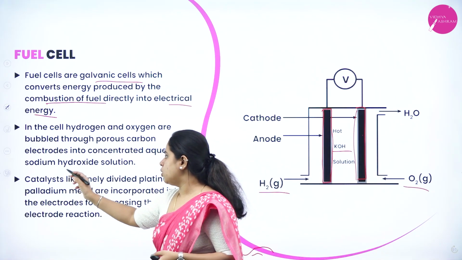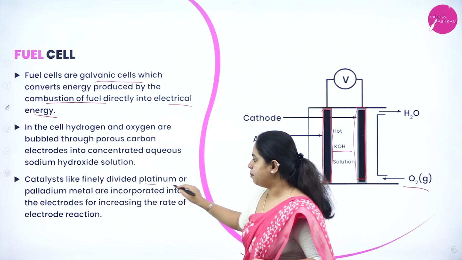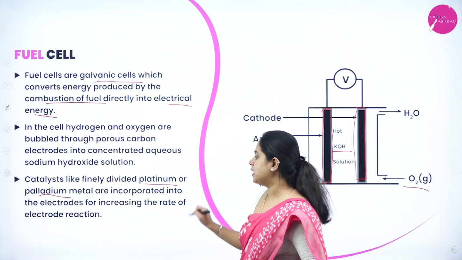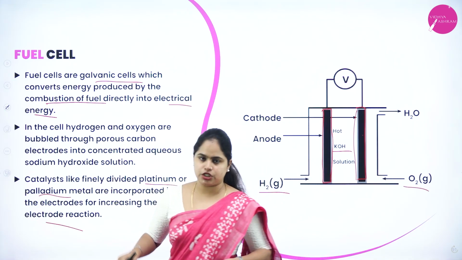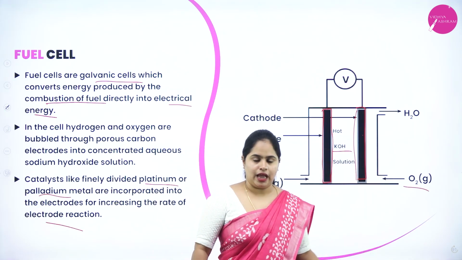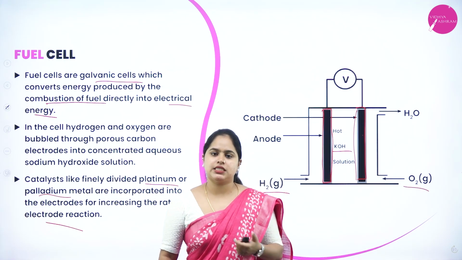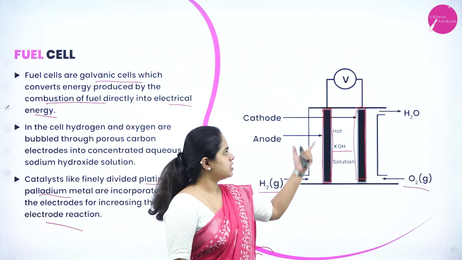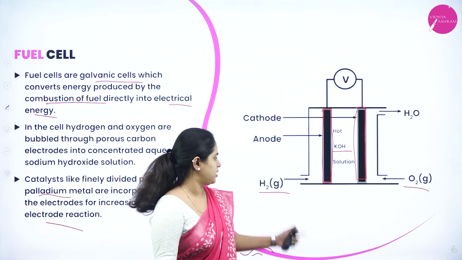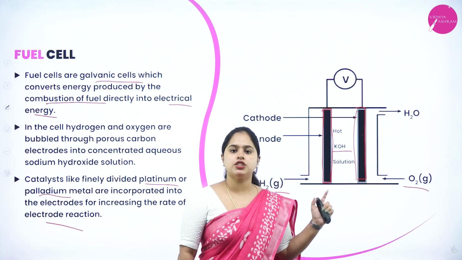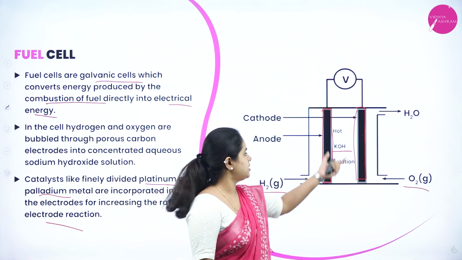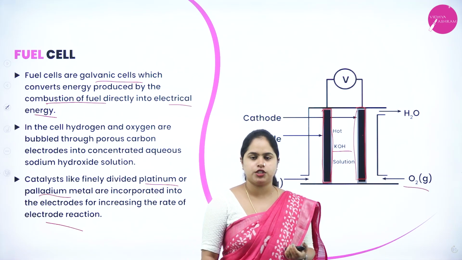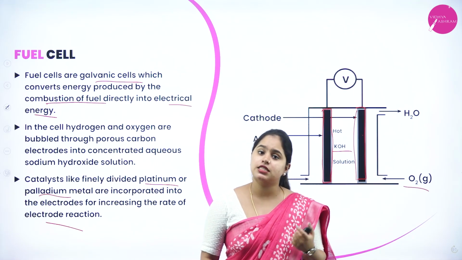Now, catalysts like finely divided platinum or palladium metal are incorporated into the electrodes for increasing the rate of electrode reaction. So in the anode and cathode, catalysts like platinum and palladium are also used to increase the rate of the reaction. So this is the hydrogen oxygen fuel cell. From either side, the hydrogen and oxygen will be bubbled in, and in between there is concentrated sodium hydroxide or potassium hydroxide solution which acts as the electrolyte.